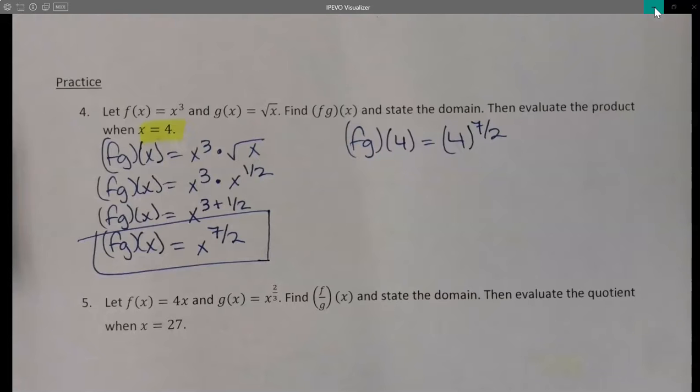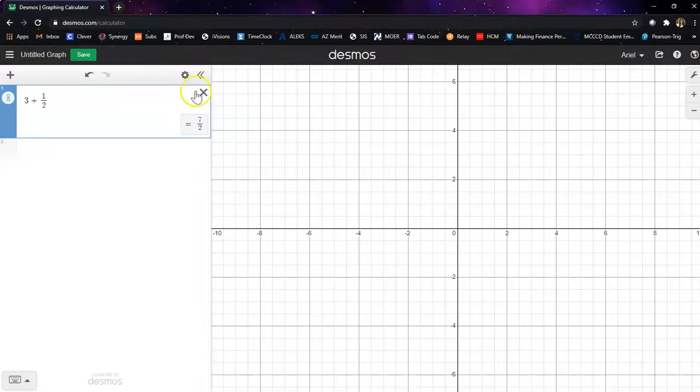I want to go to Desmos and type this in. Not this one. Which gives me 128.